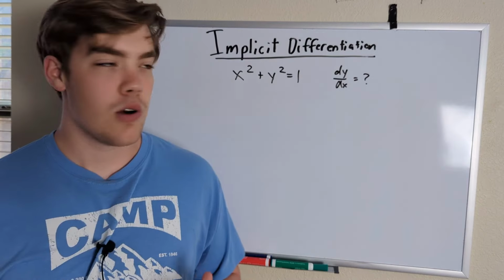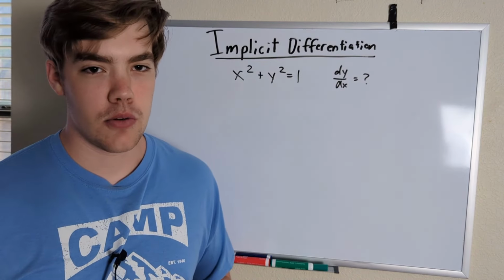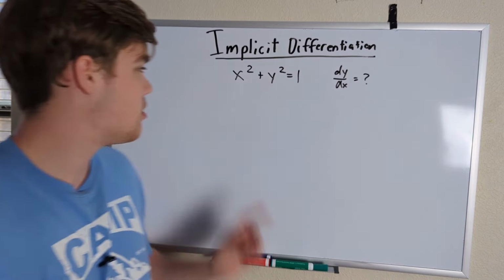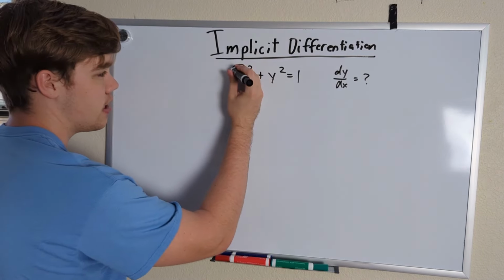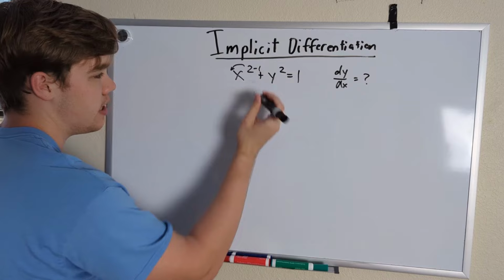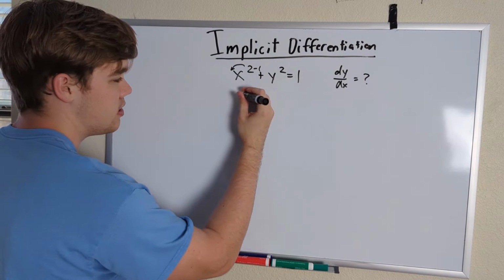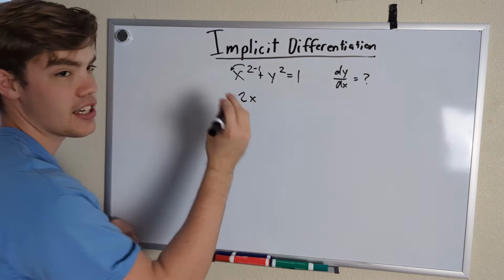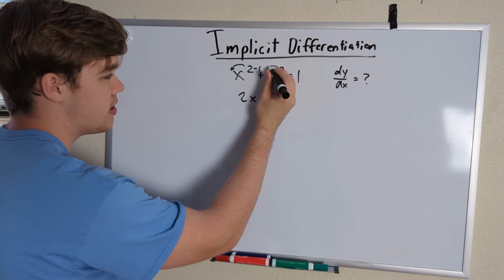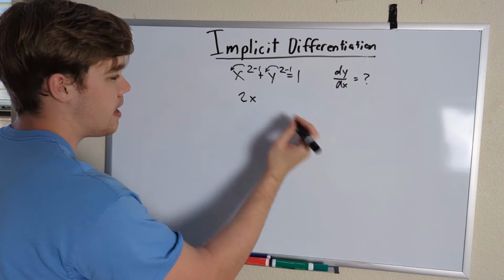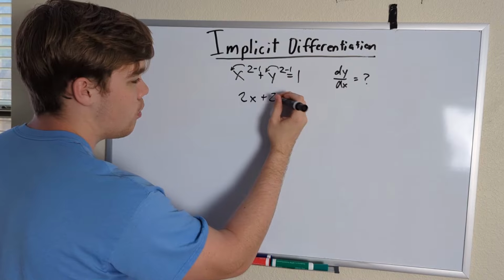What is this equal to? Well, we can find most of this just by deriving normally like we've been doing in the past few lessons. So to start, we can just find the derivative of x squared. This is just power rule, so we bring this 2 down to the front and subtract 1 from the power. So this is 2x, and we can actually do the same thing for the y variable as well. We bring this 2 down to the front, subtract 1 from the power. So this is equal to 2y.